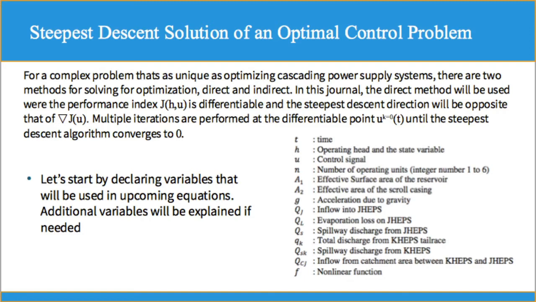Small q sub k is the discharge from Keeps trail race, so that's from Keeps going to Jeeps. Big Q sub sk is the spillway discharge from Keeps. Big Q sub cj is the inflow from the catchment area between Keeps and Jeeps, so the reservoir size, and f is the nonlinear function.